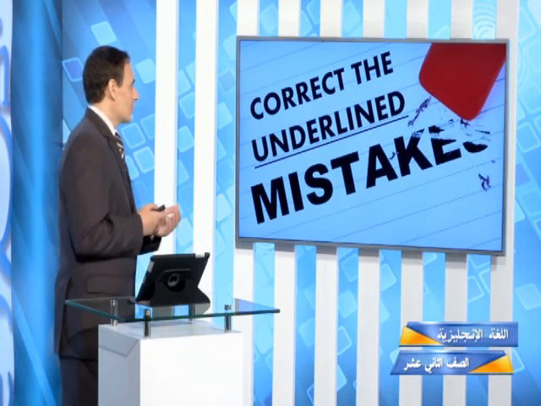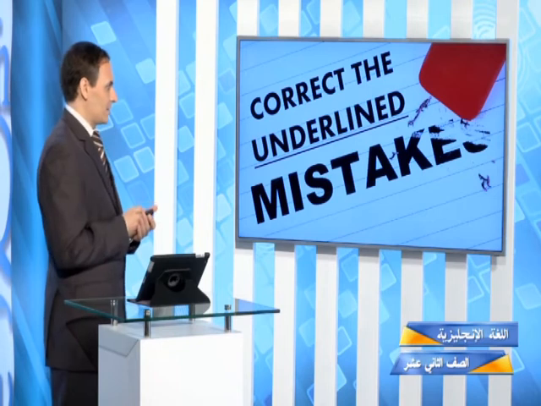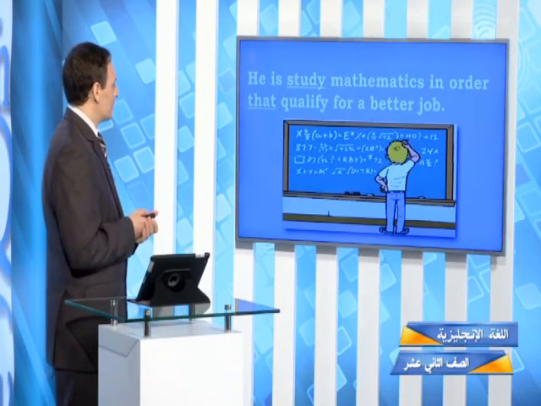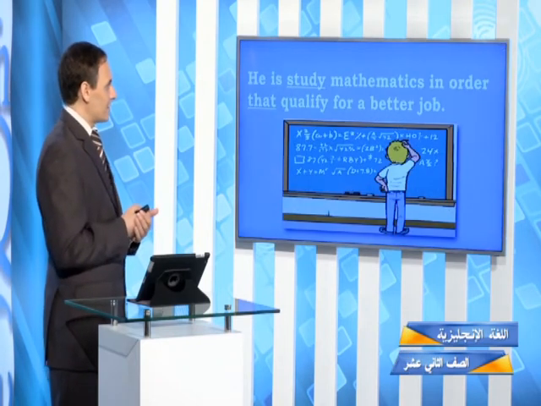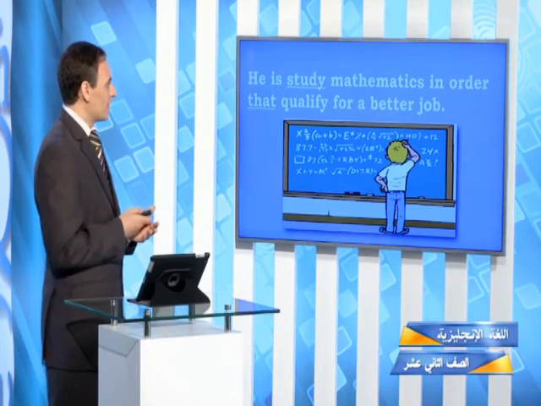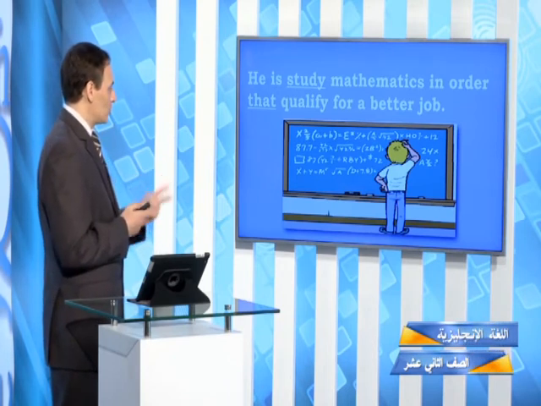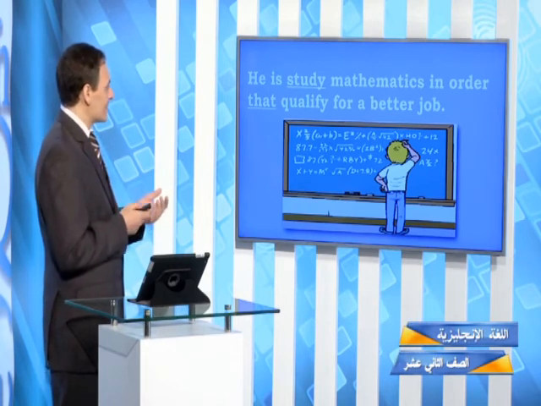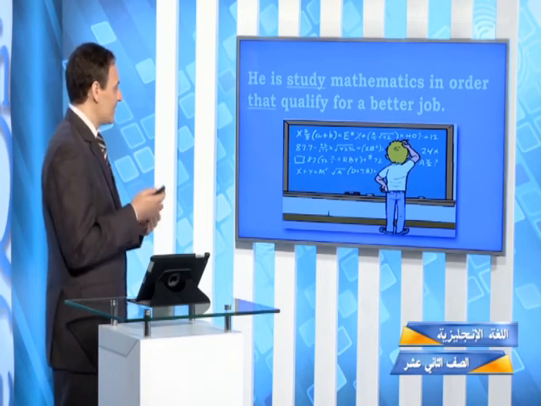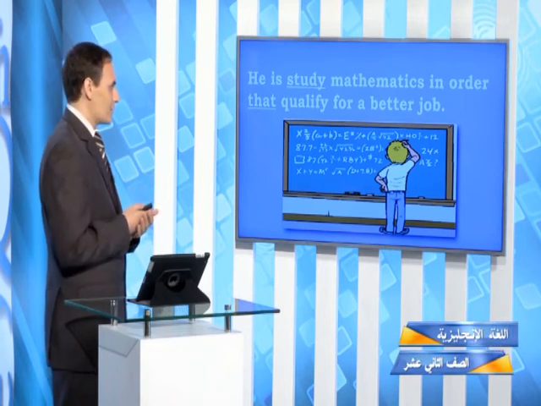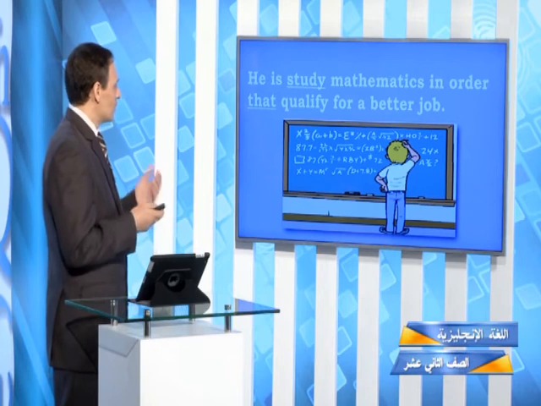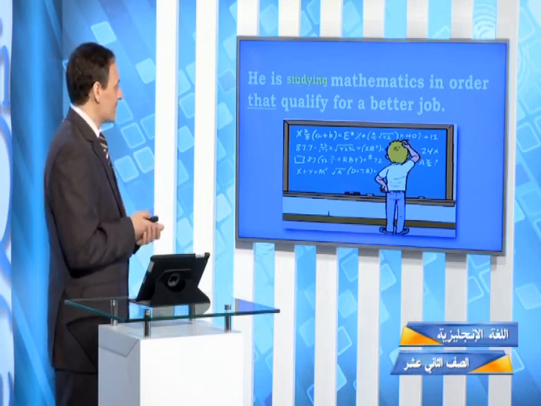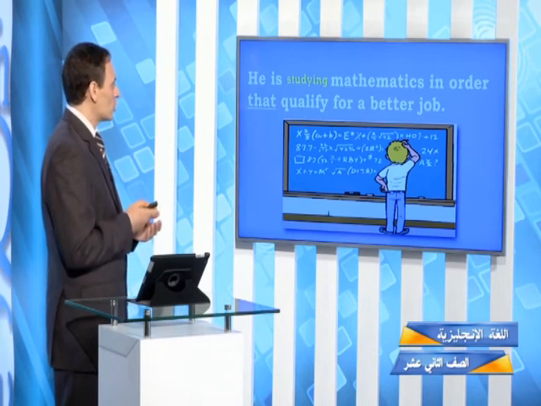Now, correct the underlined mistakes. He is studying mathematics in order that qualify for a better job. There are two mistakes. They are underlined, and we need to correct them. He is study. This is present continuous. So to express continuity, we need to use the ing form. So he is studying mathematics in order that.